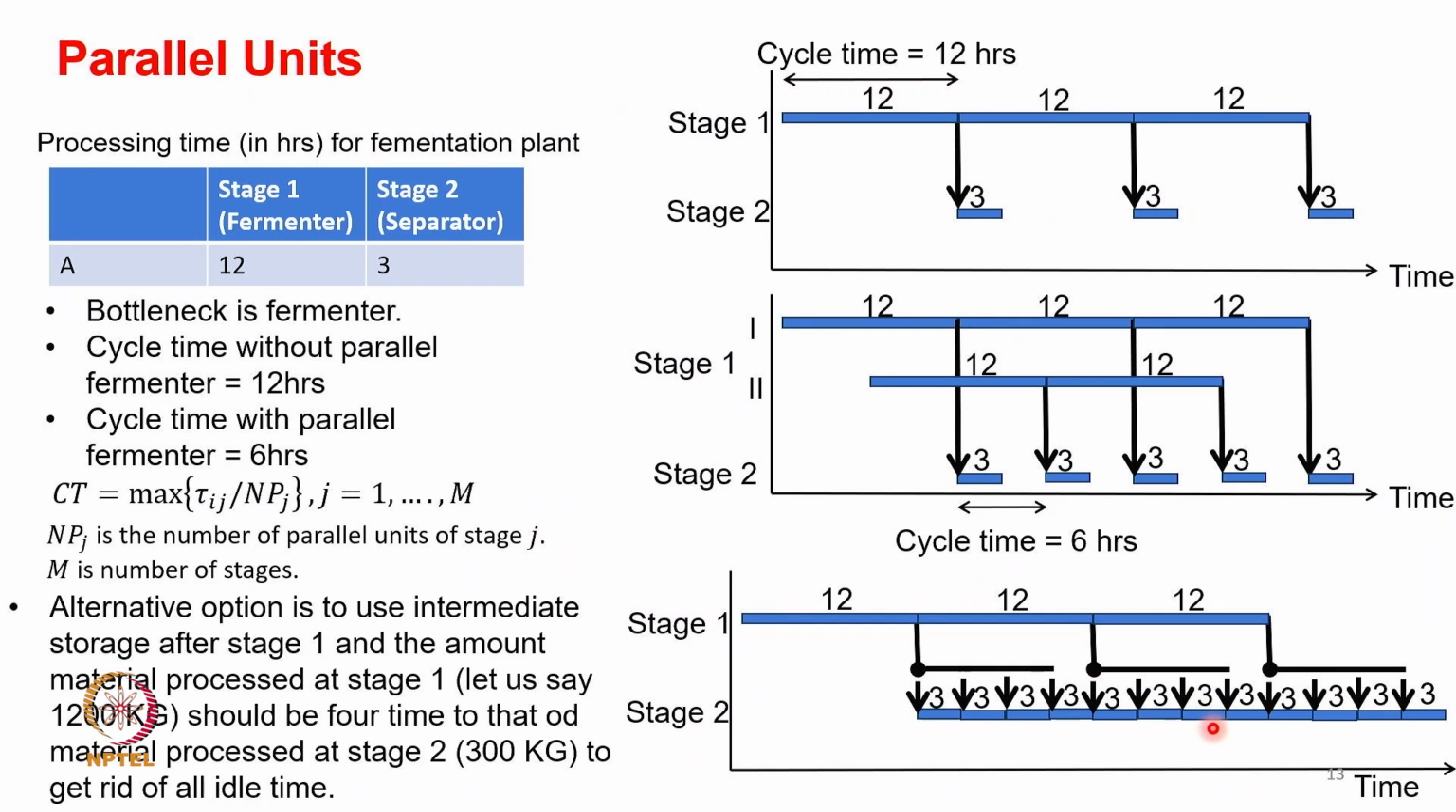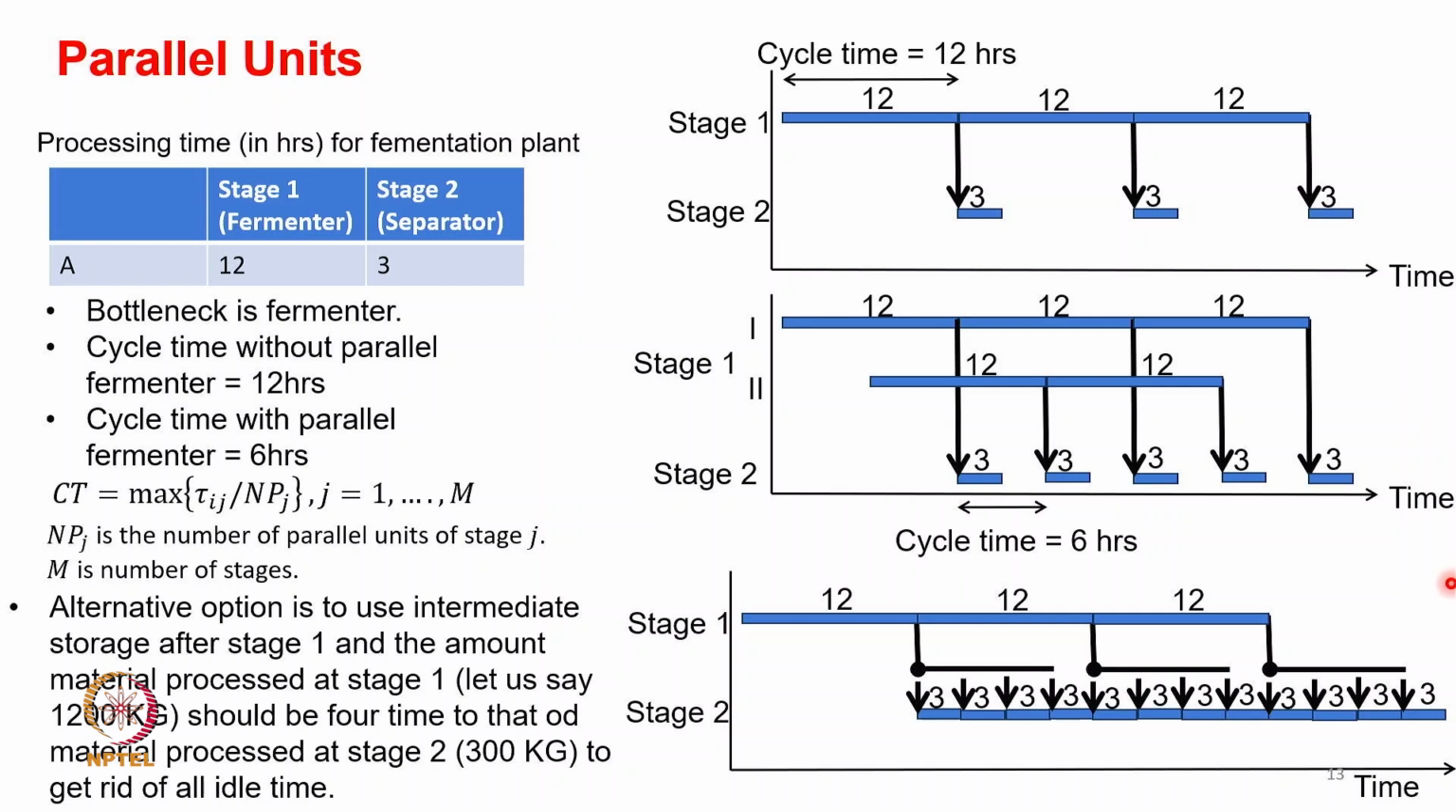So now let us look at the case where you consider parallel units. Parallel units essentially means that you are trying to debottleneck; you also have a parallel unit to work with. So consider a single product production which has to pass through a fermenter followed by a separator, and the fermenter takes about 12 hours and the separator takes about 3 hours.